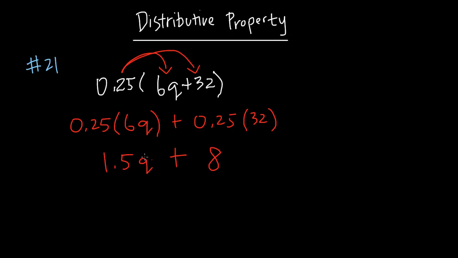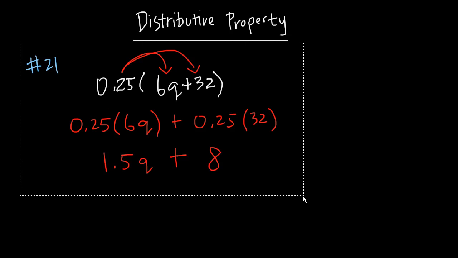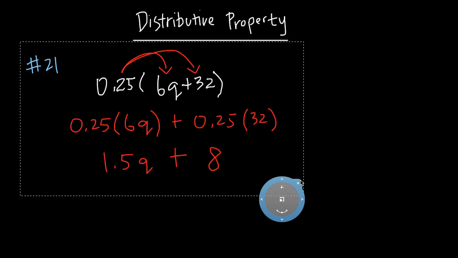We have 1.5q, the variable, and we can't do anything to it because it's just a variable. We don't know the value of q yet. We're not given the value of q for this problem. And we have simplified the right addend, and so what we're left with is 1.5q plus 8, and that is actually our answer. If you were expecting more, I'm sorry to disappoint. That's essentially what it is. So let's go ahead and get on to the next problem.